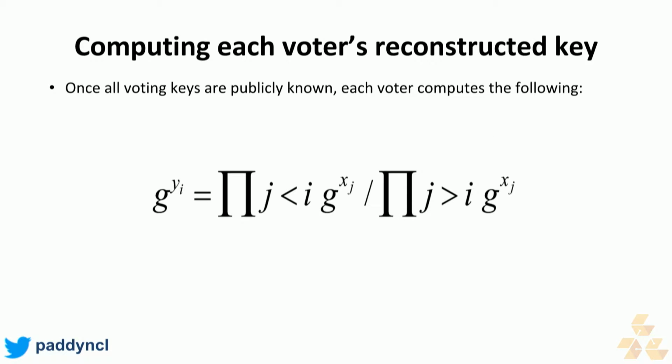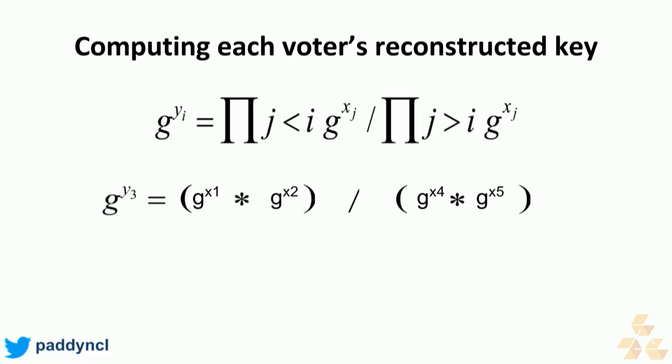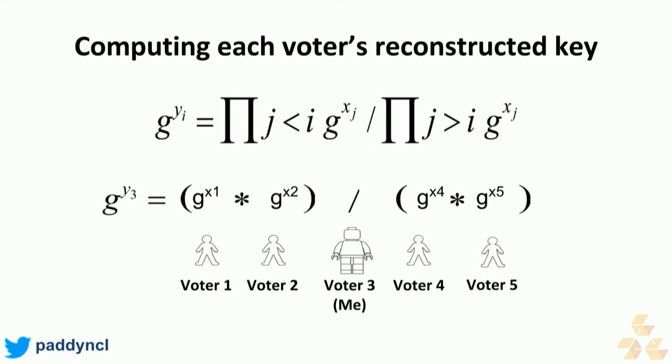Now, I have this really ugly formula on screen, and that doesn't mean anything to anybody in this room. So I'm going to use a little robot and cute little stickman to explain the intuition. If you consider I'm voter 3, so I'm the little robot, what the contract will do is get the voting key of voter 1 and 2 and multiply them together. Then it will get the voting key of 4 and 5 and multiply them together. Now we get those two results and we divide them. And that will give me my voting key, which is g to the power of y3. And we do this for every single voter.